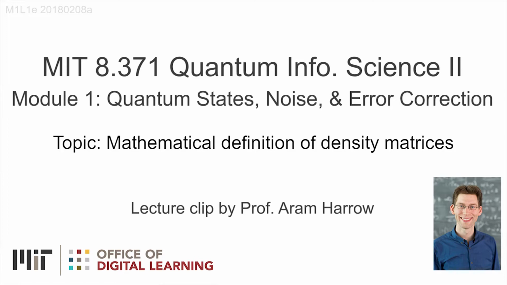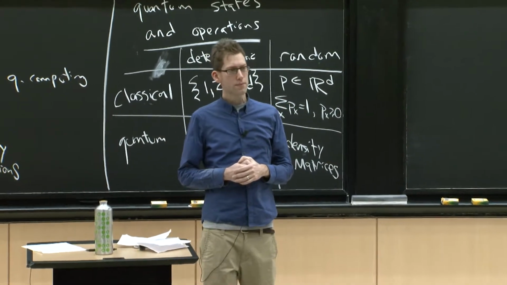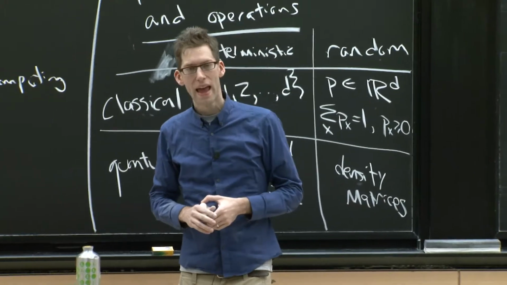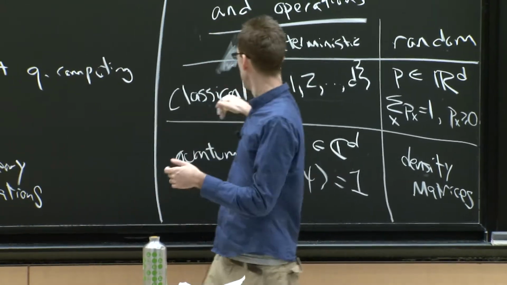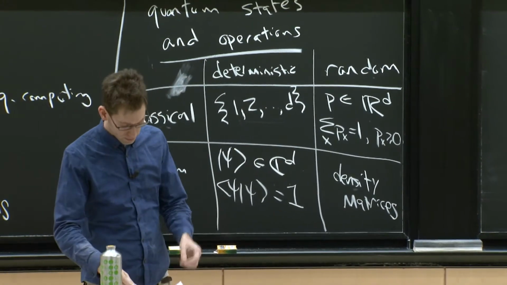So this is a great simplification because an ensemble has an infinite number of degrees of freedom. A density matrix is only d squared numbers. And so if it's qubits, then that's just a 2 by 2 matrix. That's much simpler.